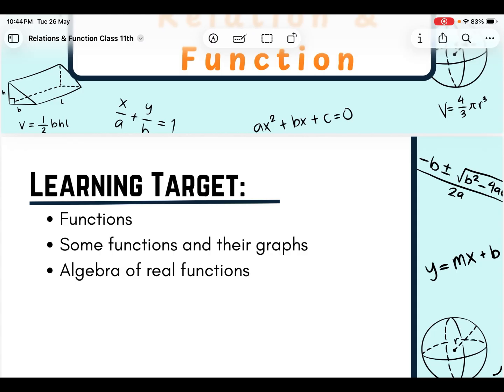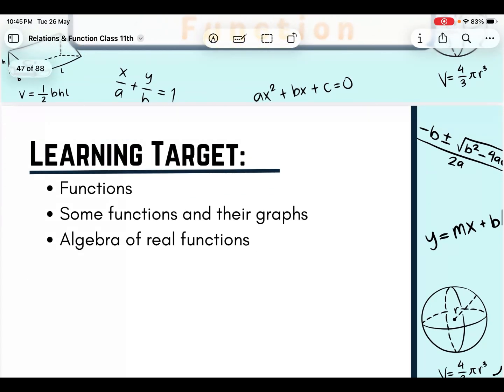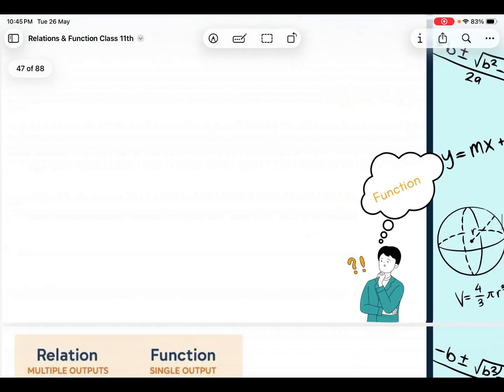This is actually our third video on relation and function. In the first video we talked about the Cartesian product. In the second video we mainly talked about what a relation is, and this is the third and last video on this topic in this chapter. In this video we are going to talk about the function: what is a function, some functions and their graphs, and algebra of real functions. So these three things we are going to cover, right?